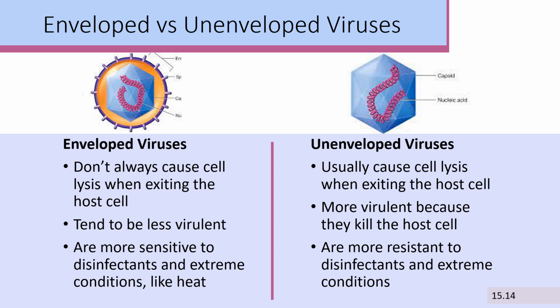So one of the differences between unenveloped and enveloped viruses is that unenveloped viruses are more likely to quickly kill the host cell by cell lysis. Because they kill more host cells and kill them more quickly, they also tend to be more virulent, or cause more severe symptoms in the infected organism. Unenveloped viruses are also more resistant to extreme conditions and things like disinfectants, because their outermost coating is the capsid and not a sensitive plasma membrane.